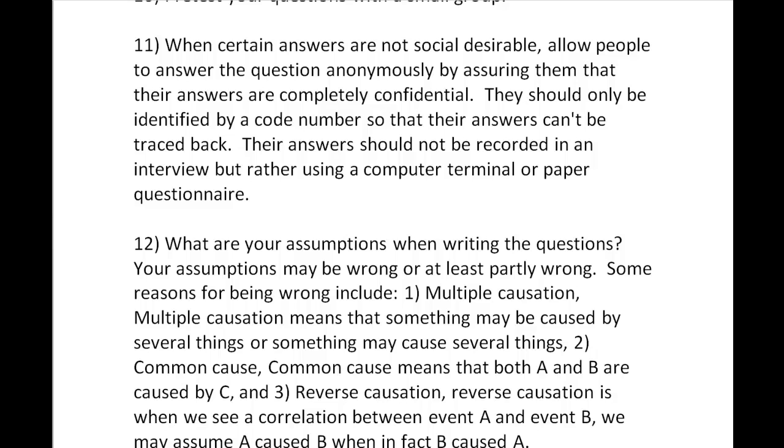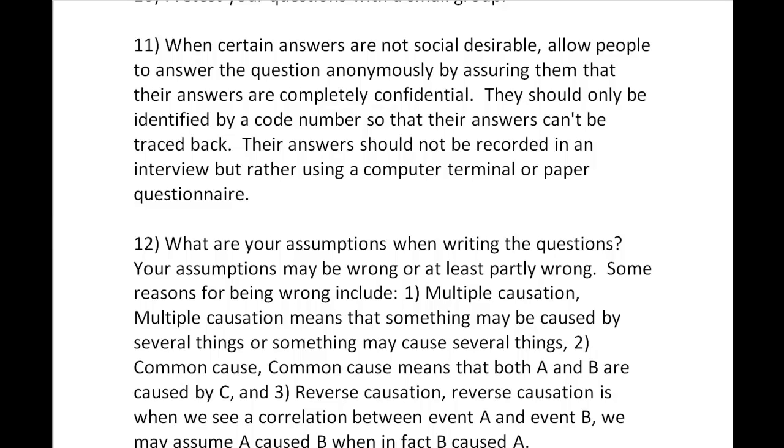Number 11, when certain answers are not socially desirable. Allow people to answer the question anonymously, and also you need to assure them that their answers are completely confidential. You need to do it. I mean, definitely don't say one thing and do another. And some ways of having that confidentiality, they should only be identified by a code number so their answers can't be traced back to them. Often happens in medical research that way. Their answers should not be recorded in an interview, but rather using a computer terminal or paper questionnaire.